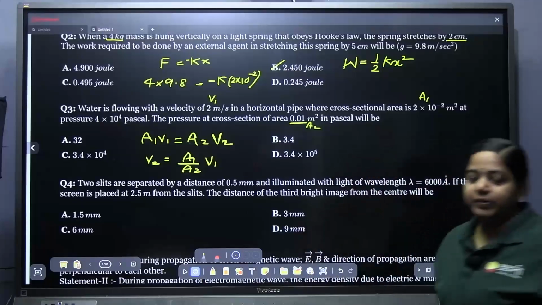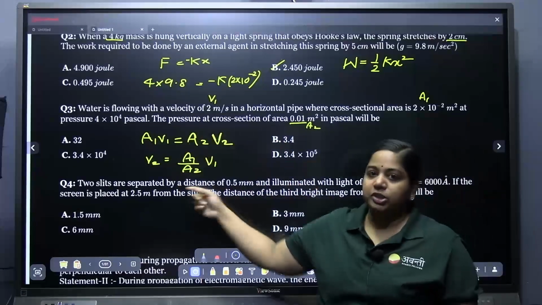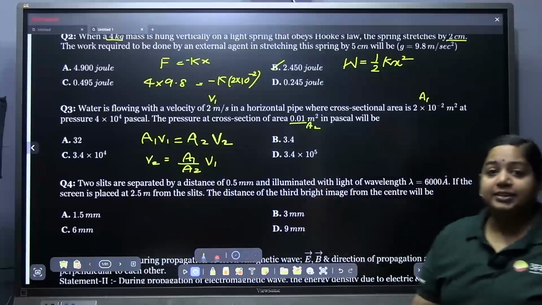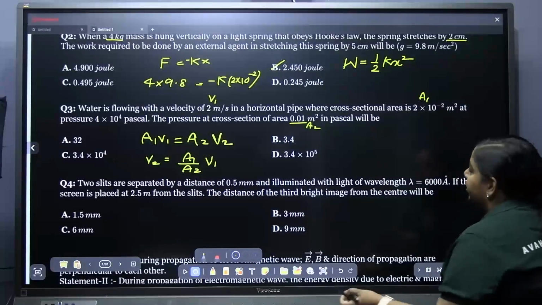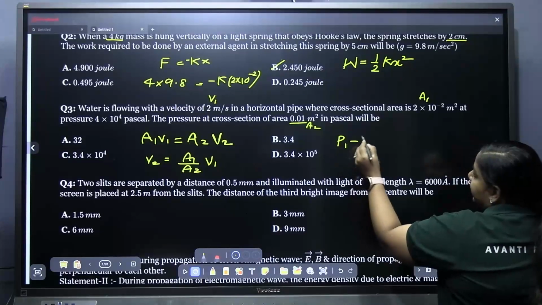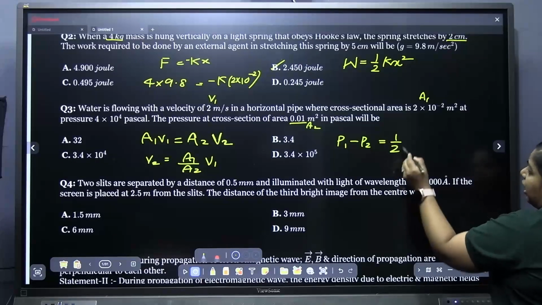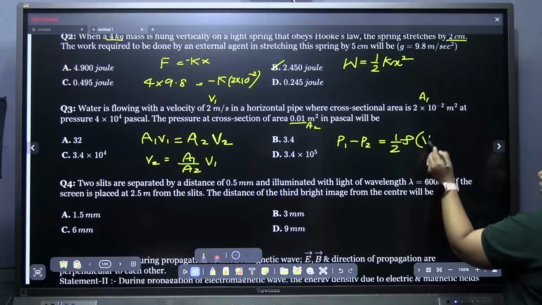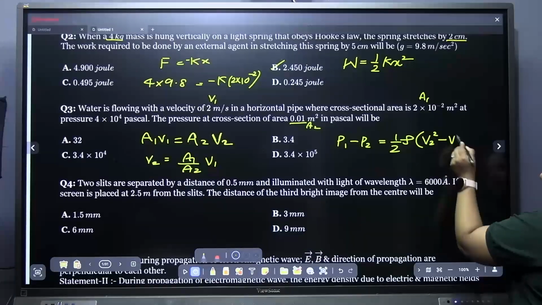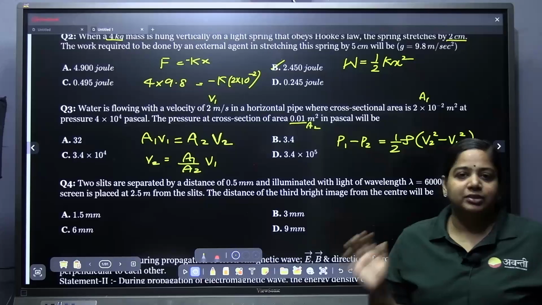So using this equation you will get the value of V2. So this is the equation of continuity. Next is Bernoulli's principle. From that you will get P1 minus P2 equal to half rho into V2 square minus V1 square. So this is the formula from Bernoulli's equation.